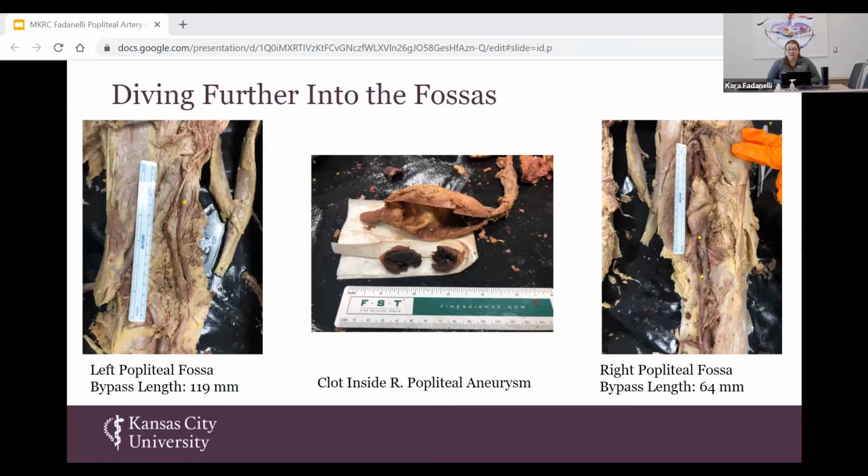We returned to the right popliteal fossa, and that produced a second femoral popliteal bypass, and that can be seen in our rightmost image. This bypass was immediately distal to our aneurysm, and this one ran 64 millimeters long. We opened up our aneurysm and removed the clot from inside. No lines of Zahn were noted. However, the outer edges of this clot did show a plaque-like buildup.